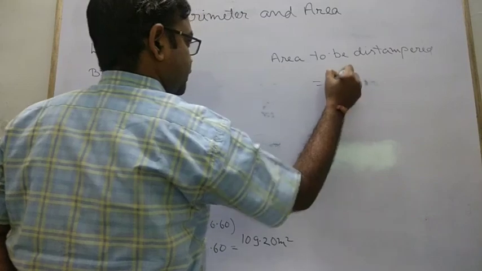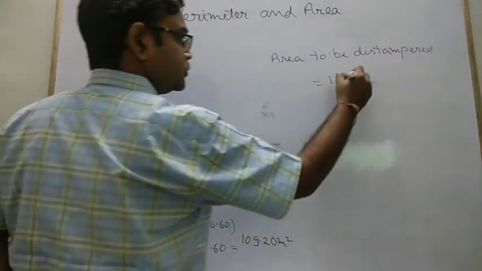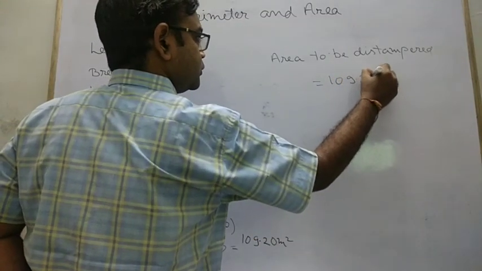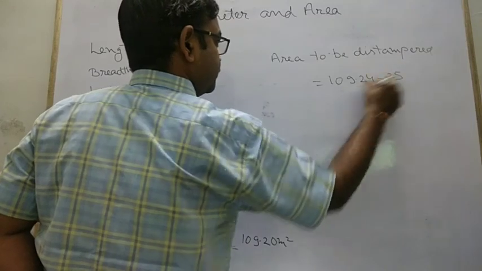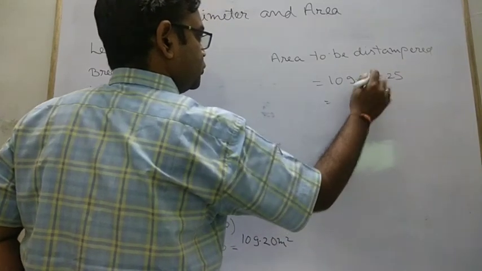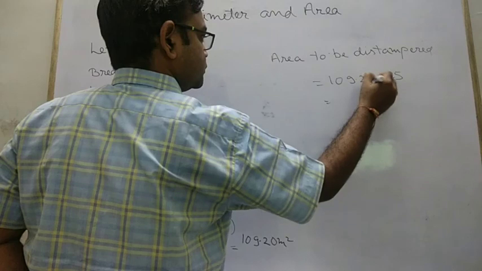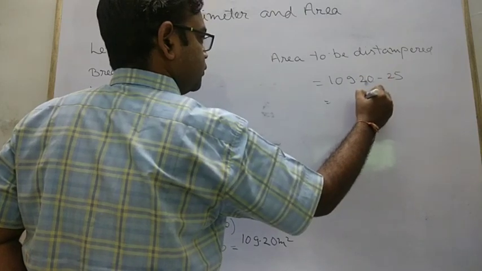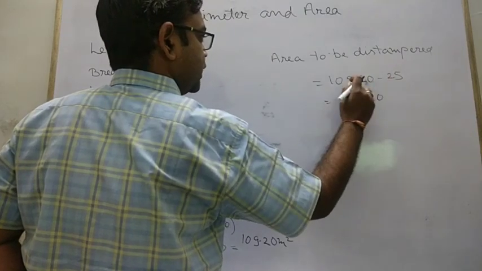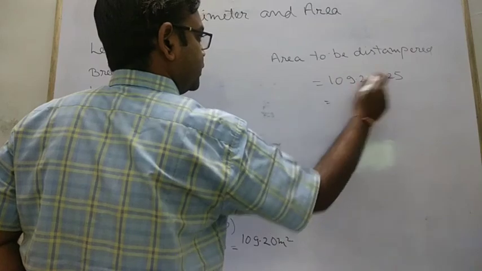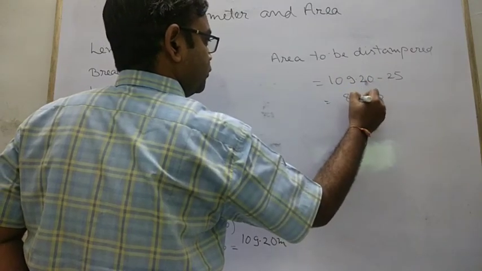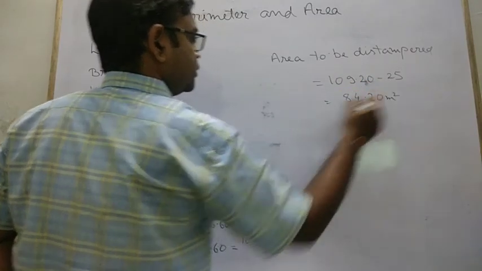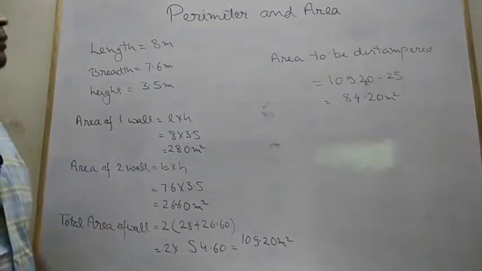equals to 109.20 minus 25. This 20, not 24. So we have 20 as it is. 9 minus 5 is 4. 10 minus 2 is 8. 84.20 meters square. So that's all for perimeter and area.